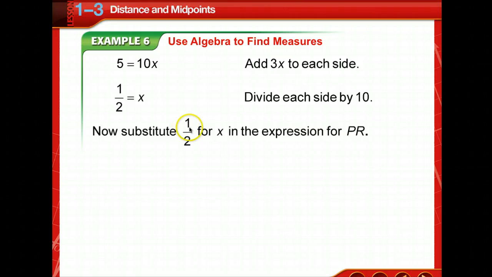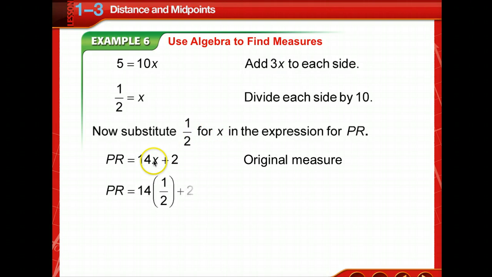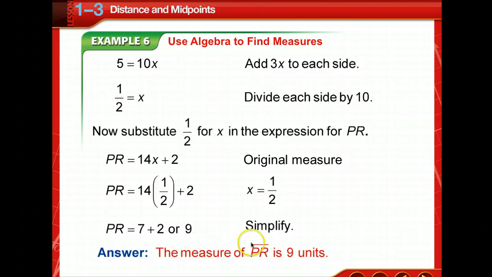But they're asking us to find out what PR is, so we're going to substitute a half in for x. So instead of x, we're going to put a 1/2. So we've got 7 plus 2, or 9. So we know that the length of that entire segment is 9. So don't stop when you just solve for x. We have to go back in and place it in for whatever measure they're wanting us to find.